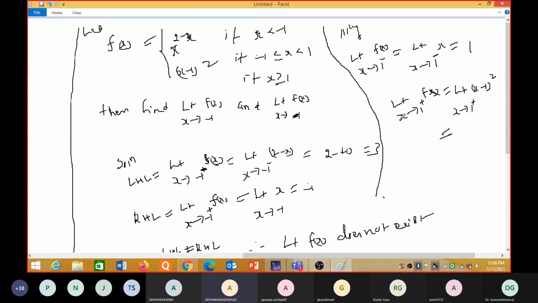So putting 1, 1 minus 1 is 0. In this case, the right hand limit is 0 and the left hand limit is 1. Left hand limit is not equal to right hand limit. Understanding now? So what can you say? Limit does not exist, sir. Correct now? Limit does not exist, sir.